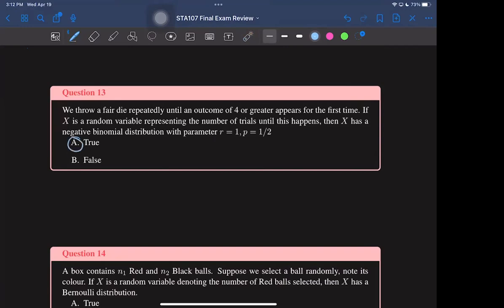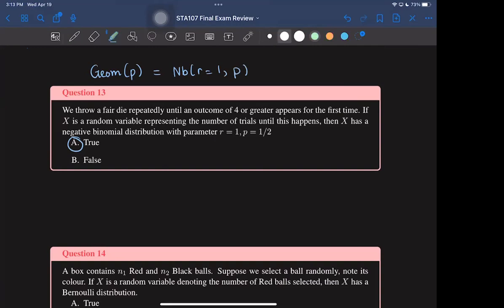So I have students explain that same as geometric, when you say negative binomial with R equal to 1, that is true. A geometric distribution with parameter P is a special case of the negative binomial. It is just the negative binomial when the number of successes that we want is equal to 1 and the probability of success in each trial is P.